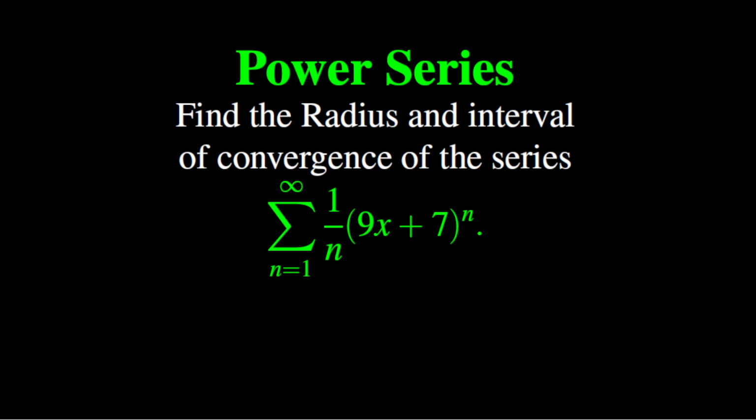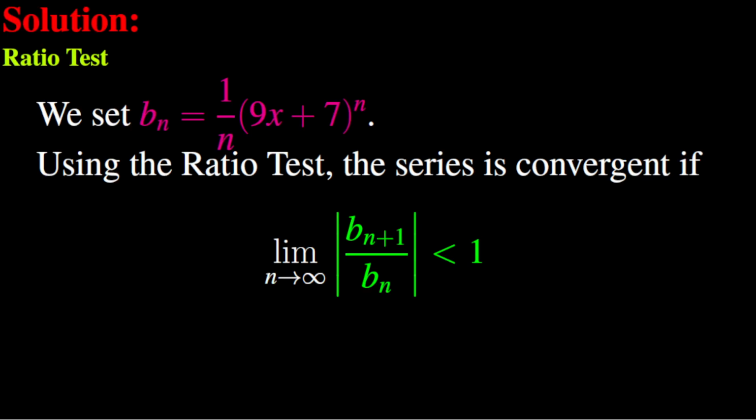In this problem, we will study the convergence of the power series with terms 1 over n times (9x + 7) to the power n. We will precisely determine the radius and the interval of convergence of this series. We define the sequence Bn as 1 over n times (9x + 7) to the power n.